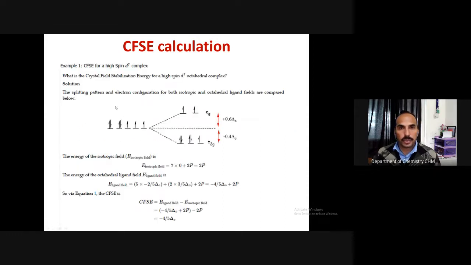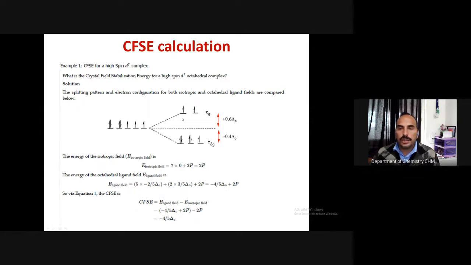Let's take the example of the d7 high spin case. For d7, let's say there is no splitting, isotropic field, you fill the electrons like this. All electrons are in the level having 0 energy. So 7 electrons are there, so the energy in the isotropic field will be 7 into 0, 7 electrons at 0 energy level, plus 2P. What is 2P? There are two orbitals having paired spin. So it is 2P. Please always consider this. This will give you the most correct answer of CFSE. So effectively, the energy in the isotropic field is 7 into 0, which is 0, plus 2P.